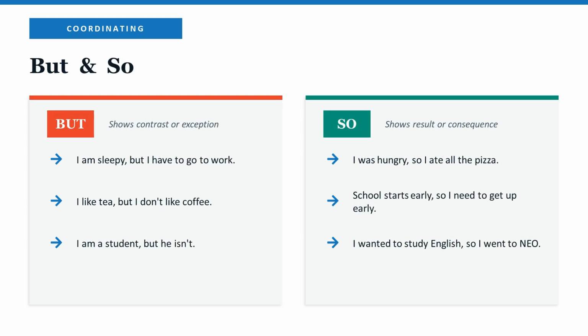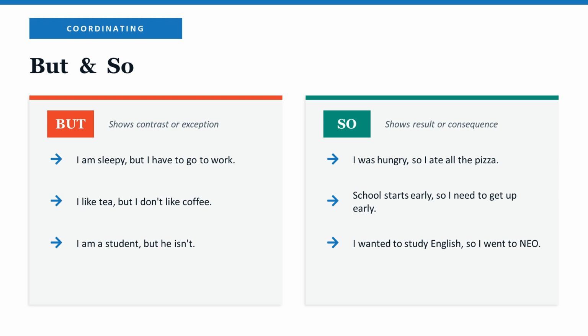Next, let us look at but and so. The conjunction but is used to show contrast or an exception. For example, I am sleepy, but I have to go to work. Here, but shows a contrast between being sleepy and still needing to work. Another example, I like tea, but I do not like coffee. And, I am a student, but he is not. In each case, but introduces an opposing idea.